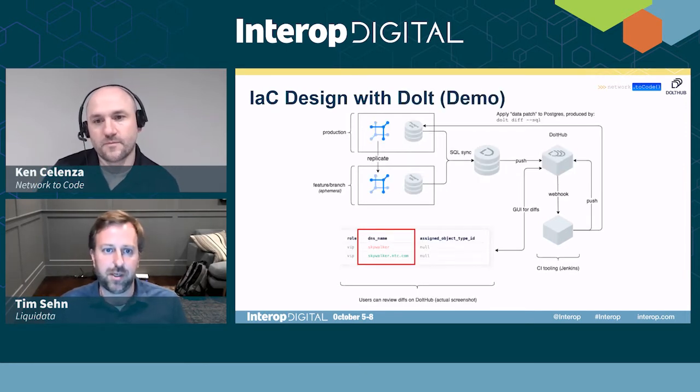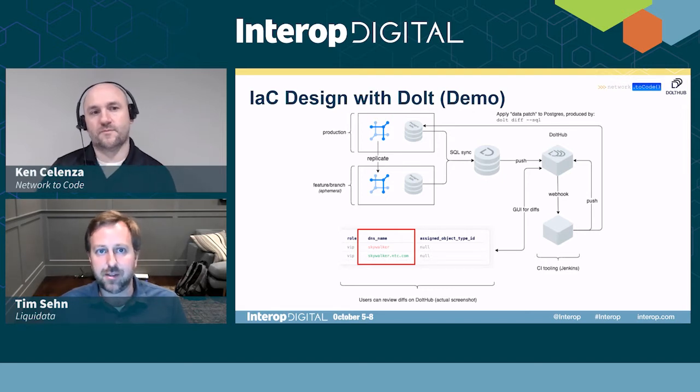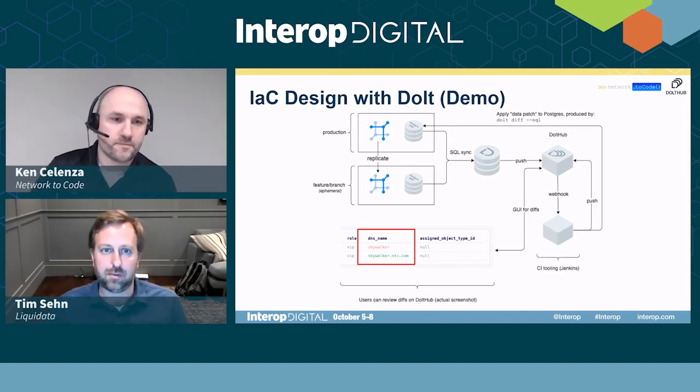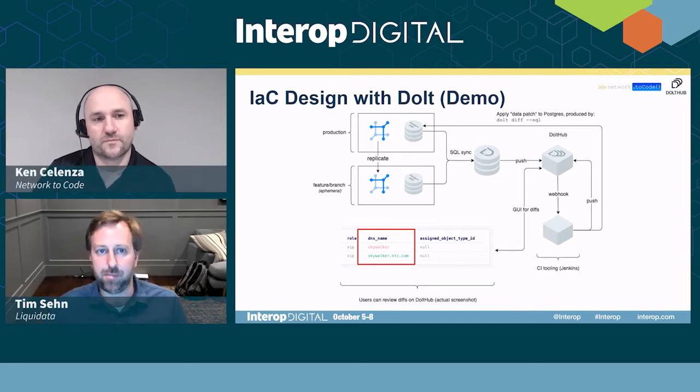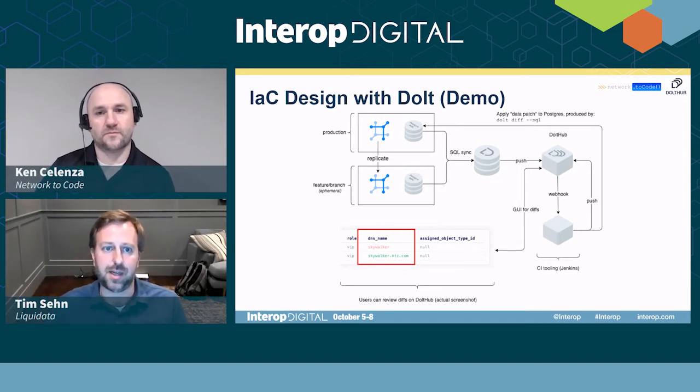This will look really familiar when we go to our infrastructure as code design using Dolt, because Dolt is sort of a drop-in replacement for Git, but instead of being files, it's a database. These pictures look pretty similar. And so in this case, we have NetBox backed by a Postgres database. That Postgres database is synced to a Dolt instance.